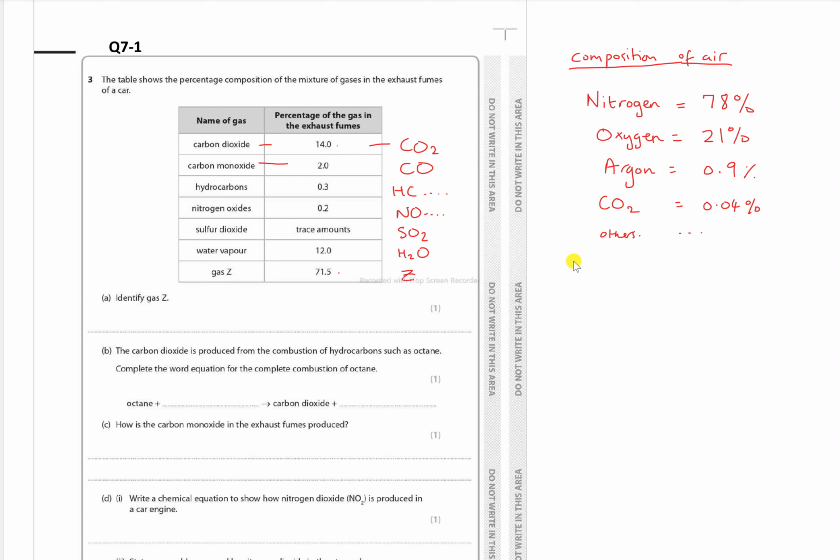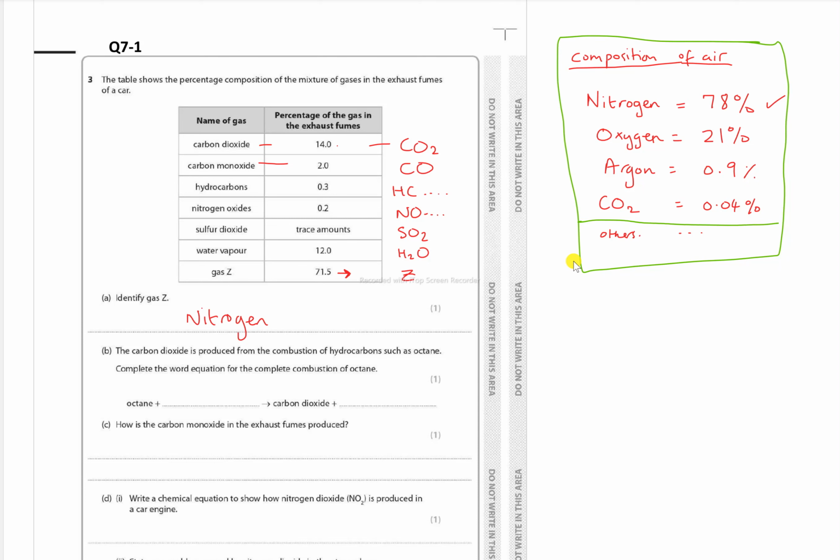So if you look at this, this is gas Z. It'll be 78%. So that's the closest one, so it will be nitrogen. So look, if you can learn this, more so that bit, you're on your way. You can work this one out.